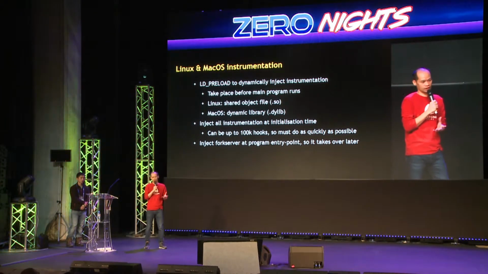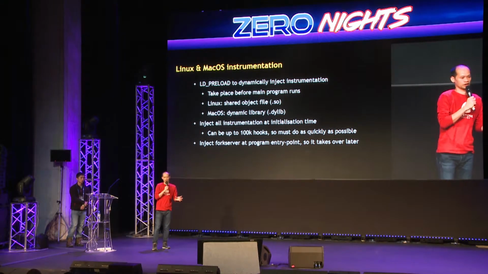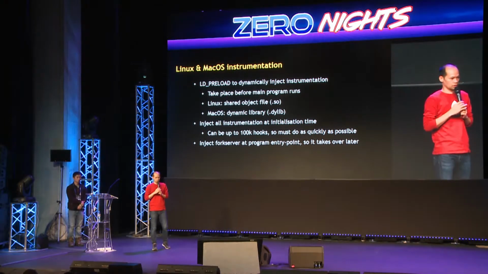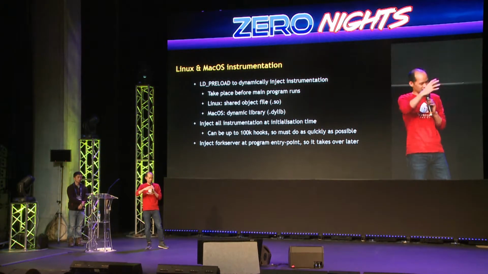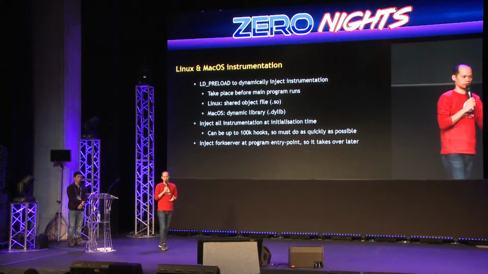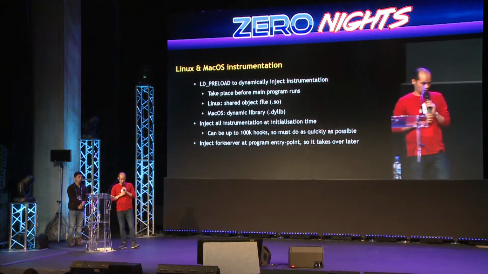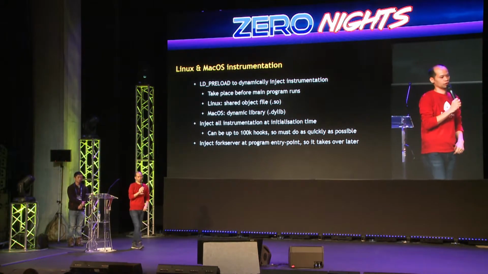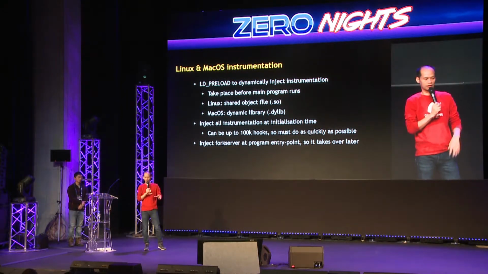Similarly to Windows instrumentation, we inject all the instrumentation at initialization time, at constructor time. Our fuzzer can support up to around 100,000 hooks, so we can imagine injecting up to 100,000 hooks into the target binaries of some very big program when you try to fuzz it. There are some details: we also support a fork server in Linux and macOS, so we inject the fork server at program entry points.